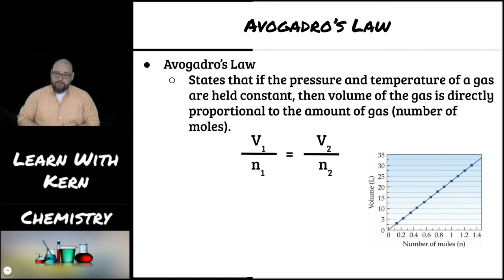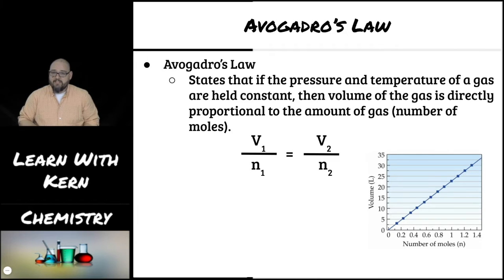Anytime two variables are directly proportional, you're going to get a graph that looks like this. It's going to be a linear graph, a straight line that goes through 0, 0. In order for it to be a direct relationship, the graph has to go through 0, which means if you have 0 particles, you're going to have 0 volume.